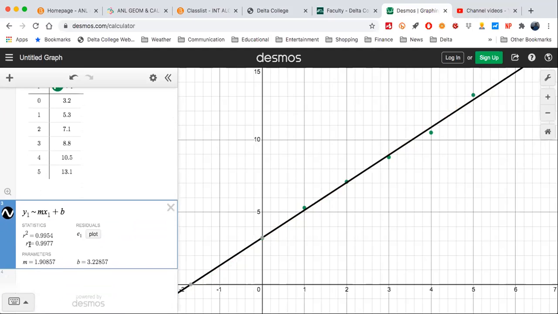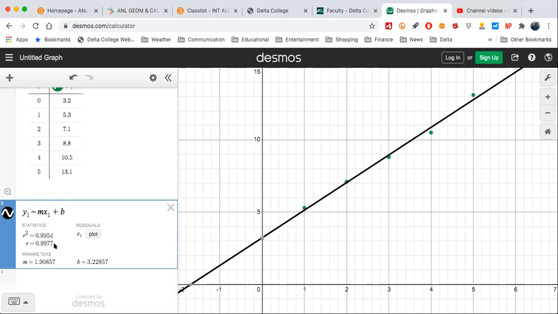Now, all you really need in the information about the linear regression are the parameters, the m and the b, because that tells you the equation of the line. If you're doing a problem in Alta, just make sure that you round those to whatever accuracy they want. So if they wanted 3 decimal places, you would type y equals 1.909x plus 3.229. So you would round each of those values to 3 places after the decimal.